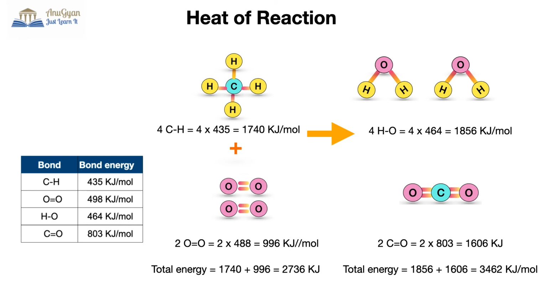Now, to calculate the heat of reaction, we will have to calculate the difference between the bond energy required to break the bonds and the bond energy which was released after the reaction took place. That is why we will subtract the bond energy of the reactants with the bond energy of the products and get the answer. As you can see, we got a negative value which tells us this reaction was exothermic as it released energy in the end and the energy of the products was more than the energy of the reactants.